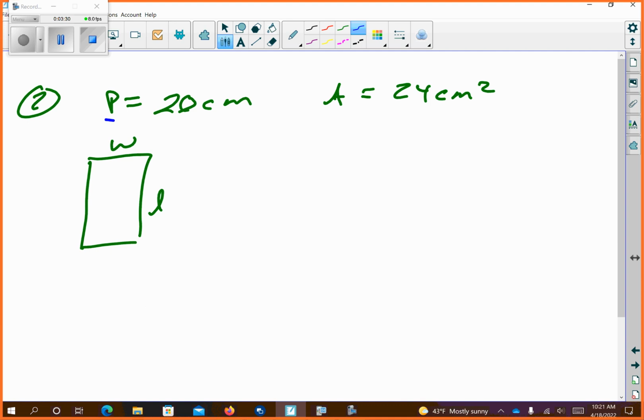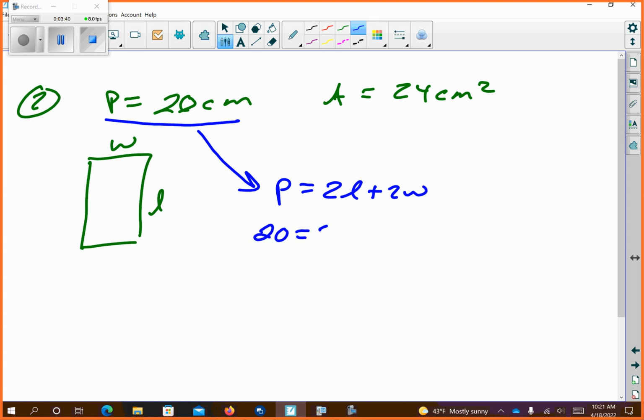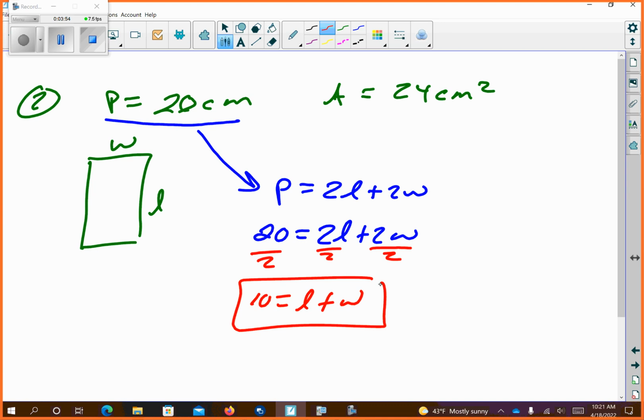Okay, so the perimeter equation, they gave you a weird perimeter. I'm going to go back to this, 2L plus 2W. So we know that 20 equals 2L plus 2W. What can I do to everything to clean it up a little bit? Yeah, very good. Divide everything by 2. Excellent. So I get length plus width is equal to 10. Okay. And then we also know that the area, which is length times width, is equal to 24. Okay. So this is going to be our other equation we use.